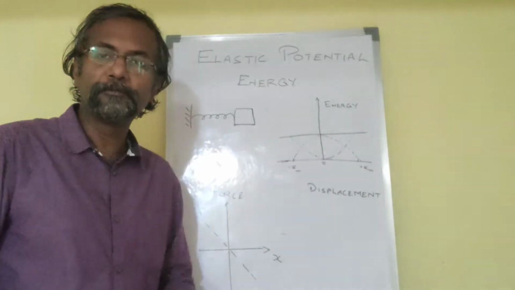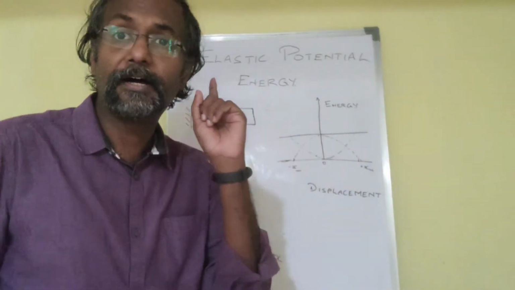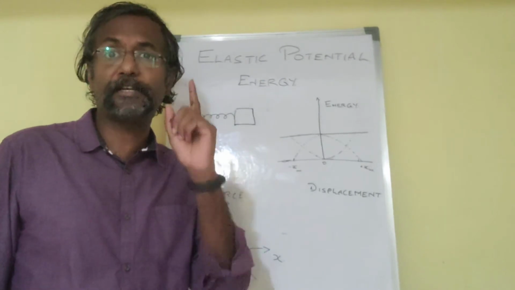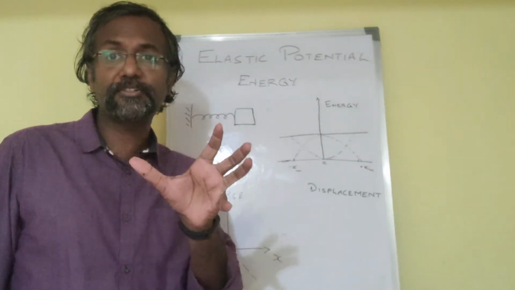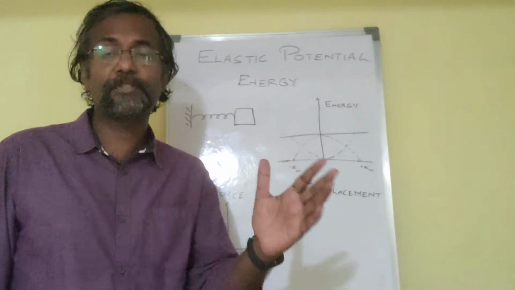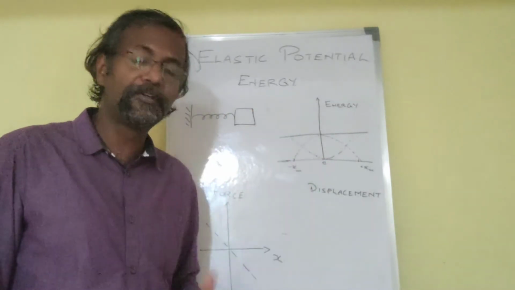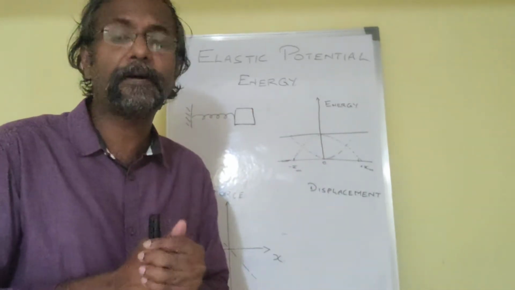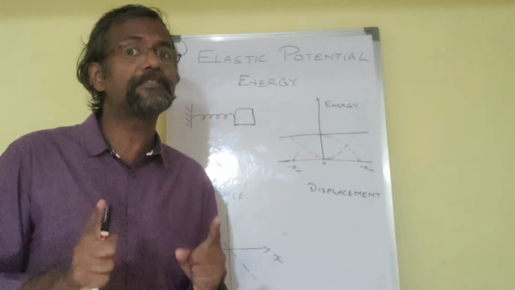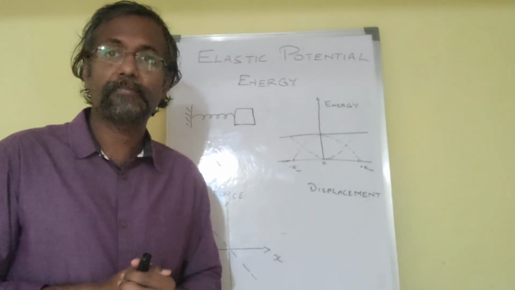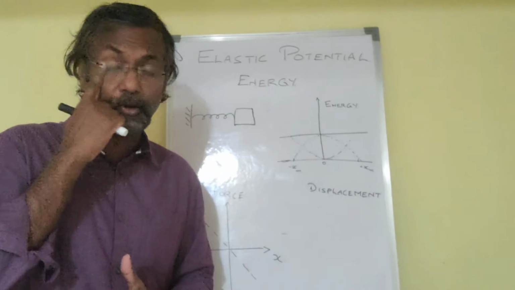So in the last video, you saw what elastic potential energy is: the potential energy that's stored in a spring system, and we saw it is equal to half kx squared. In this video, we're going to explore two further concepts of elastic potential energy. Now, this has a lot of application.